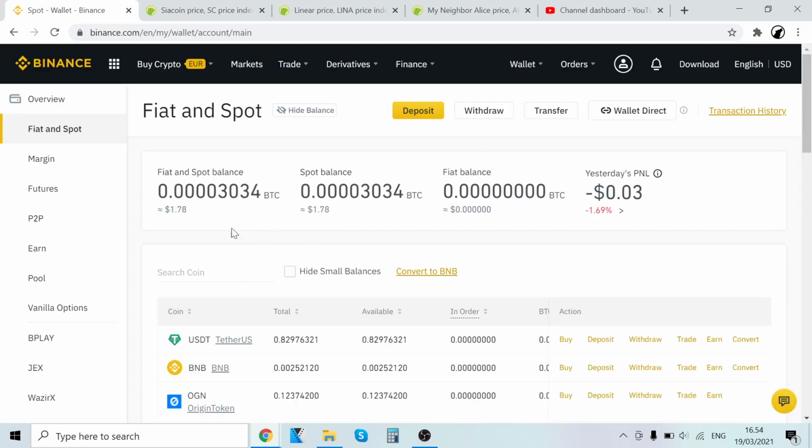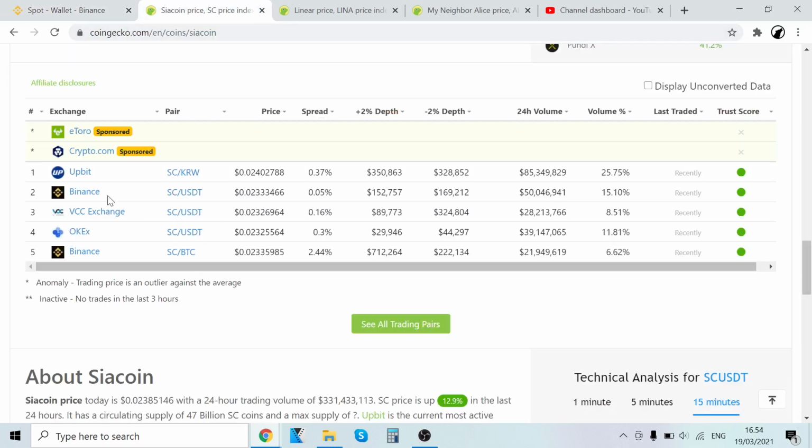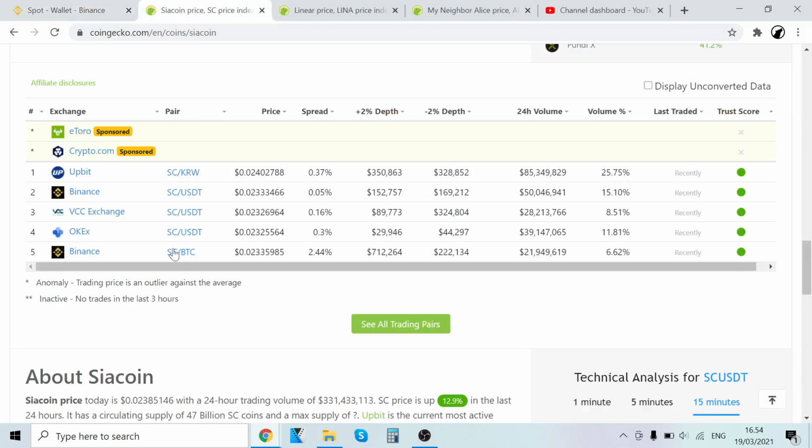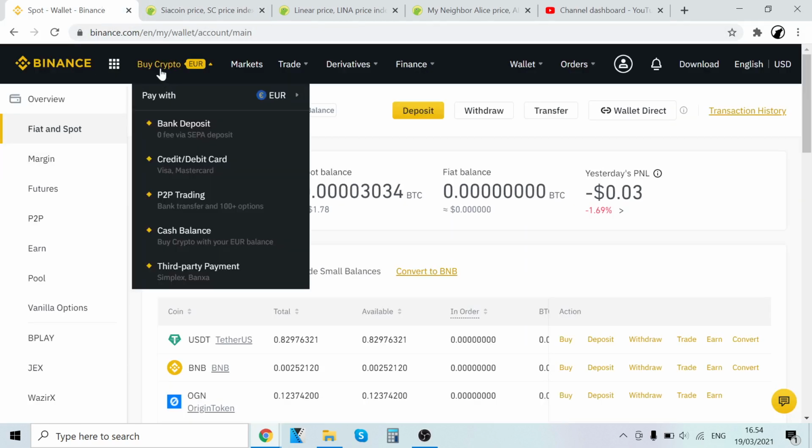Okay, so now how to actually buy Bitcoin, because like you see here, you can't buy Siacoin straight up with your credit card. Okay, so how to buy Bitcoin? So we are first going to buy Bitcoin and then trading that into Siacoin. So to buy Bitcoin, go to buy crypto.